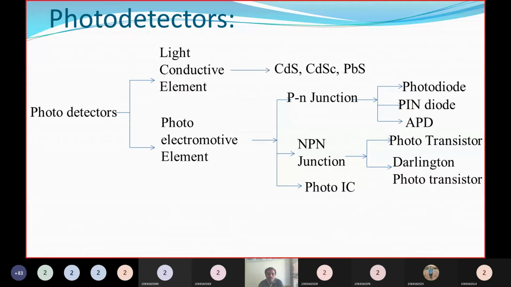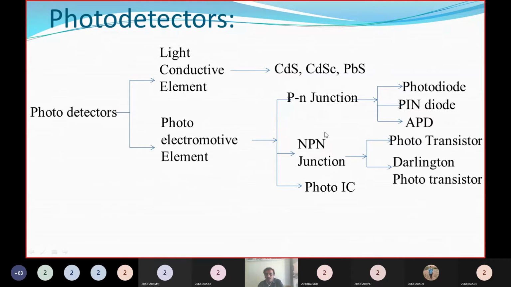In the photoelectromotive element, there are three types. One is based on the PN junction diode. Another is the NPN transistor, where we have an N junction, a P junction, and an N junction again. Simply, these are the transistors. The transistor topic is not in our syllabus, so we are not discussing it. The next one is photo ICs, photo chips, integrated chips, which we will not discuss either.